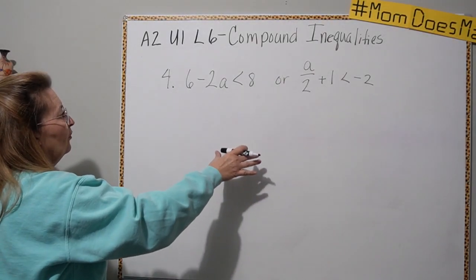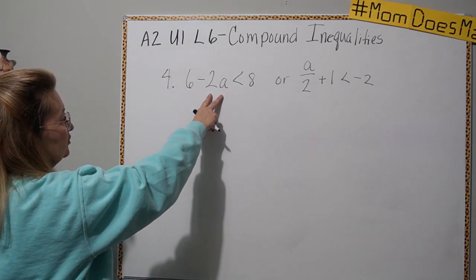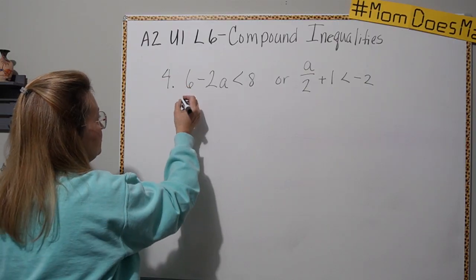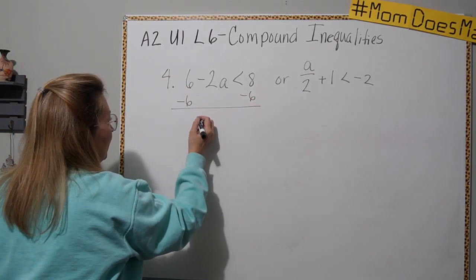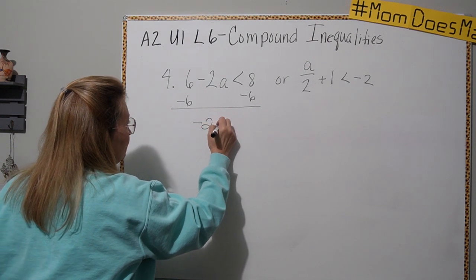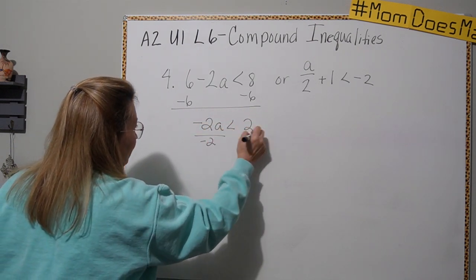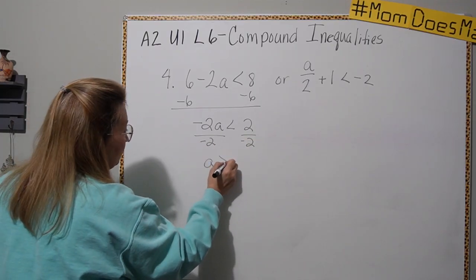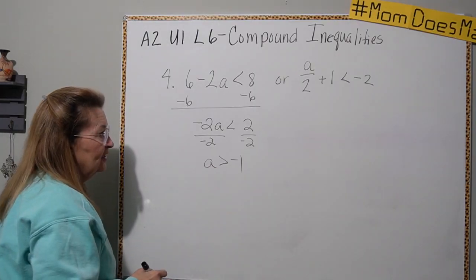Now let's look at number 4. Let's continue on. Here's your variable this time, so be sure that you're paying attention. So I need to get rid of the 6. The 6 is positive, so to get rid of it, I actually subtract it. Now what I have left is -2a is less than 2. Divide both sides by -2, and paying attention, division by a negative number means I have to flip my sign. So I've got a is greater than -1.